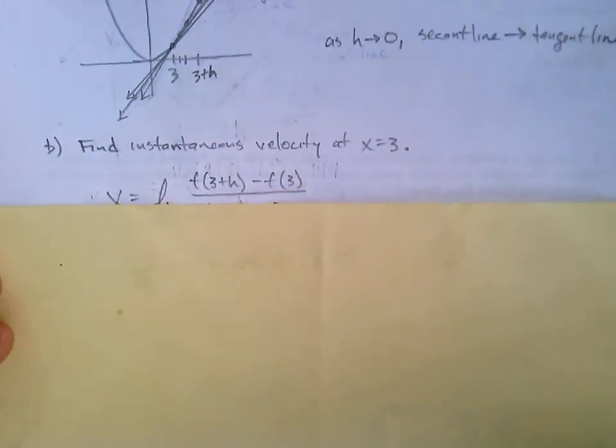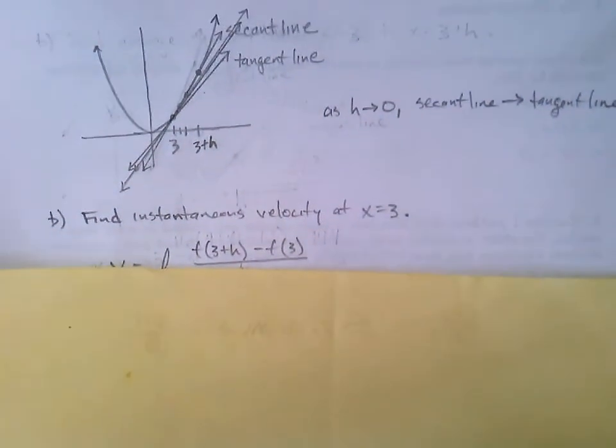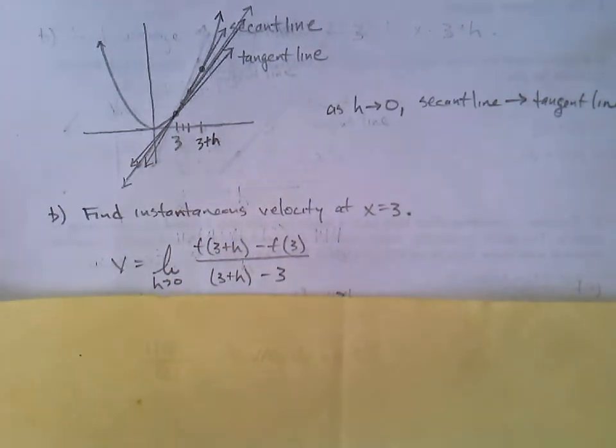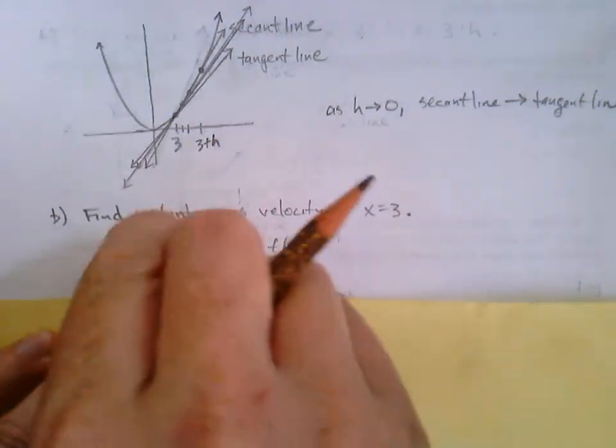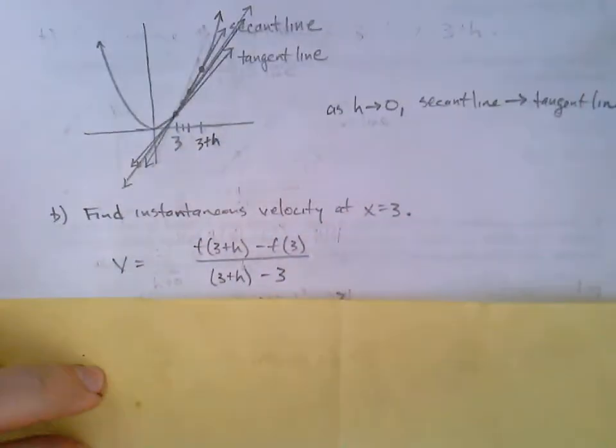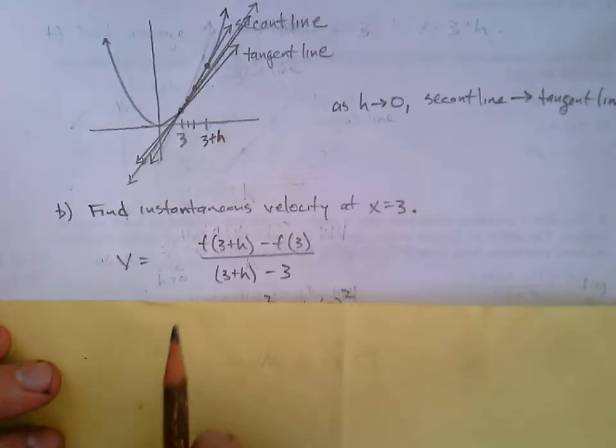Find the instantaneous velocity at x equals 3. Okay, let me keep this drawing here. Now we're going to go for it. We're going to get exactly, precisely how fast this ball is falling at the 3-second mark. Okay, here's how we're going to do it. Let me erase this just for simplicity's sake for the moment.